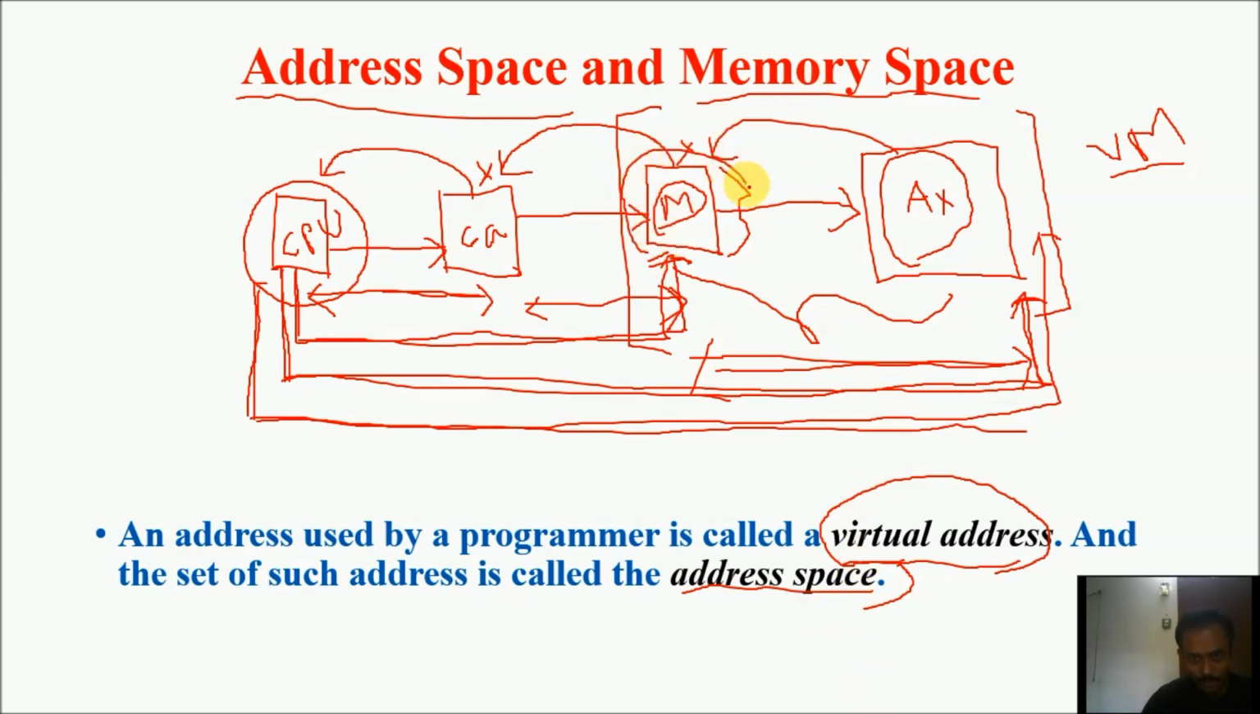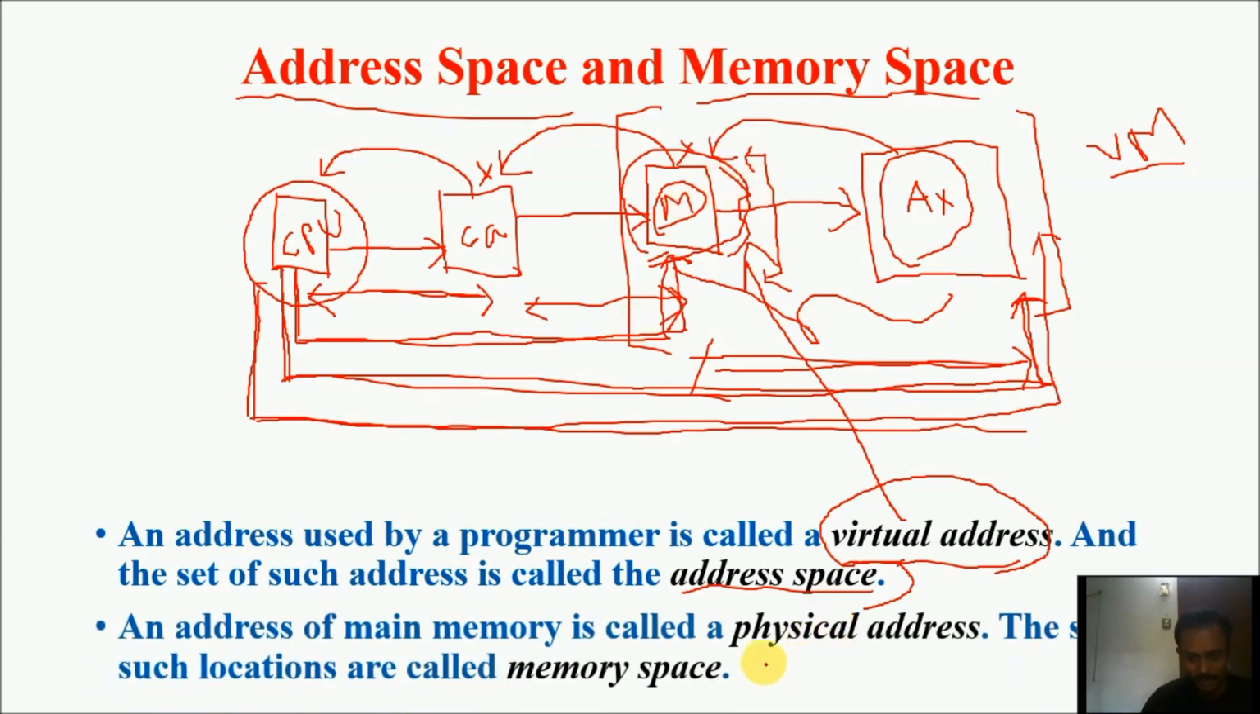But this is not the size of the main memory. So the size of the virtual memory can never indicate the size of the main memory. The main memory size can be lower than the virtual address. Then what will this address be called? What is the name of the address of main memory? That is called the physical address. So an address of main memory is called a physical address.